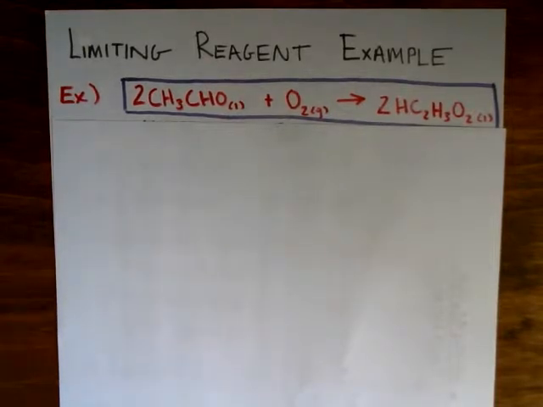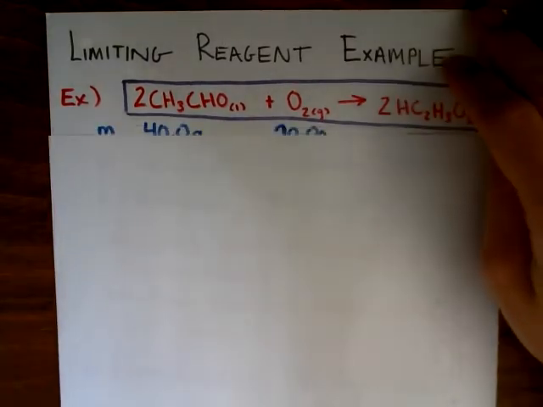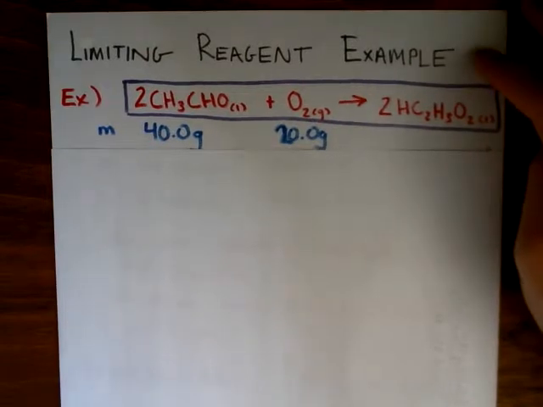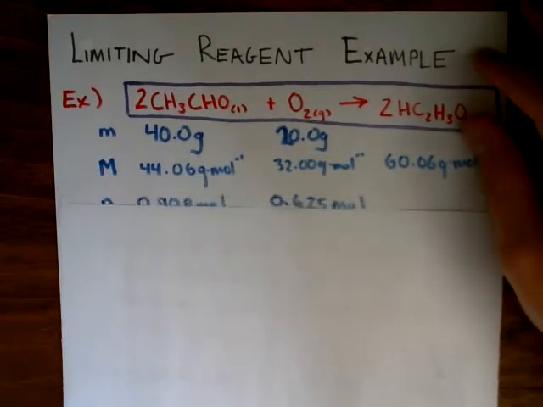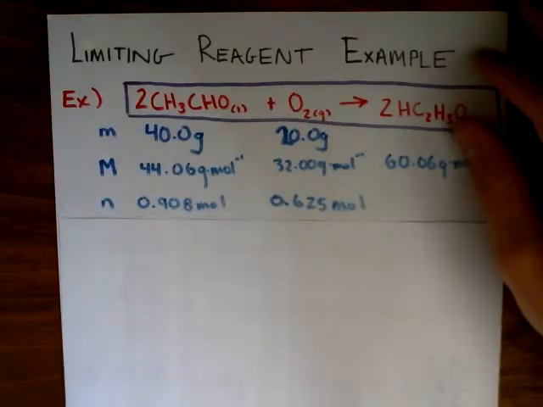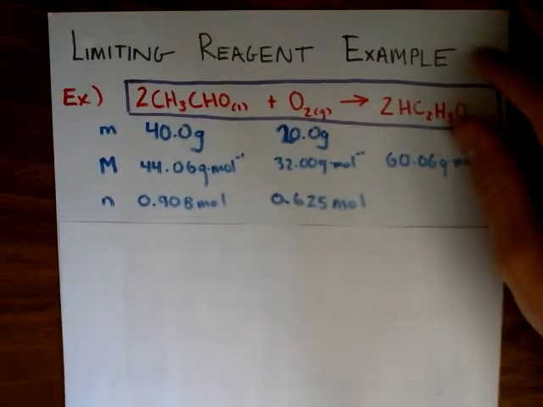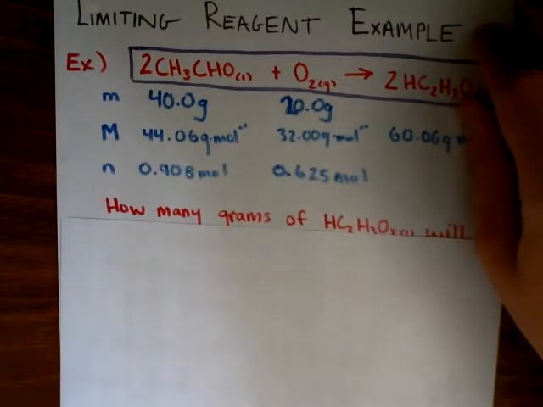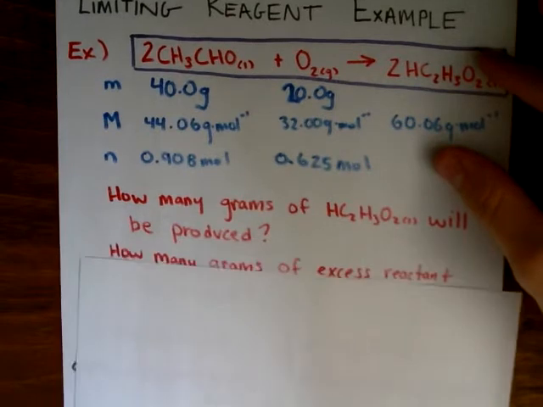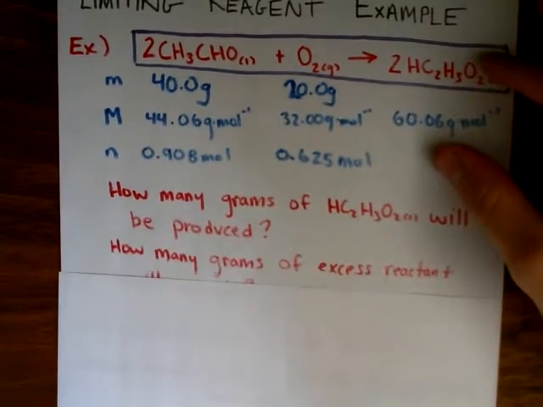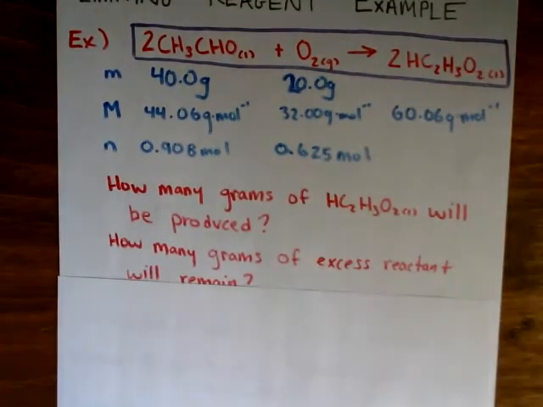In this video, I want to do another limiting reagent example. So we're given this chemical equation, along with the masses of the reactants, as well as the molar masses and the moles of the reactants, which I converted. And we're asked to determine how many grams of the product will be produced, and also how many grams of the excess reactant will remain after the reaction has taken place.